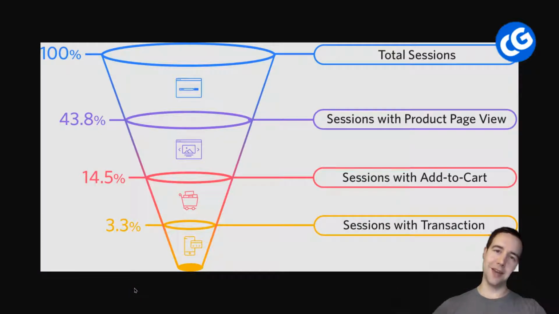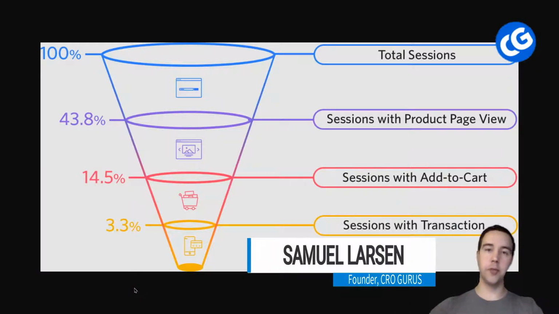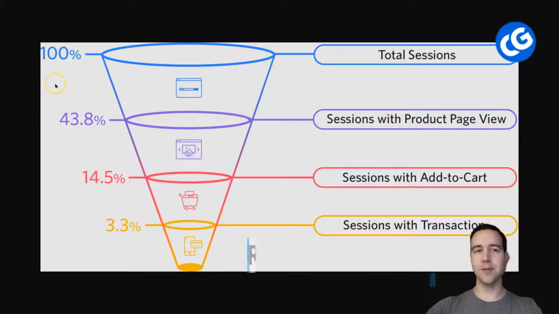Hey guys, as you can see from the graph, you bring a lot of traffic to your store. However, a lot of that is wasted along the way, and only a few of them will ever end up at the end, which is a transaction. So you pay a lot of people to come to your store, and so much of that potential is wasted. So you're just working hard, and they drop off along the way.